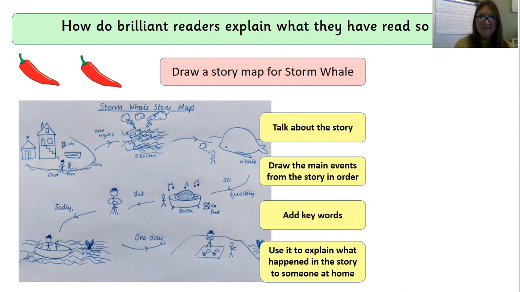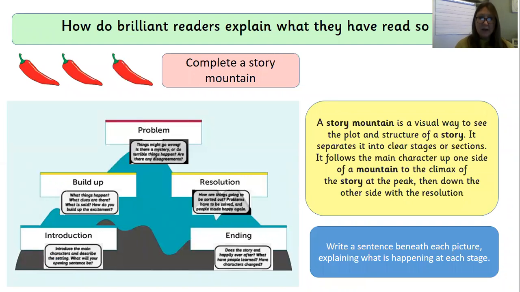And finally, for our Three Chili Challenge, I would like you to complete a story mountain. A story mountain is a visual way to see the plot and structure of the story, so we can see it as a mountain. It follows the main character's journey throughout the story and separates the things that they do into clear stages or sections.